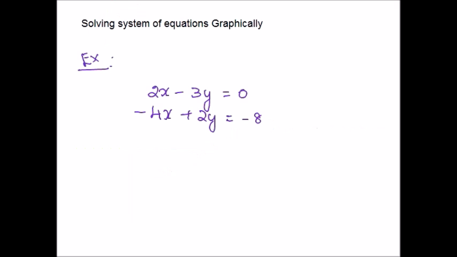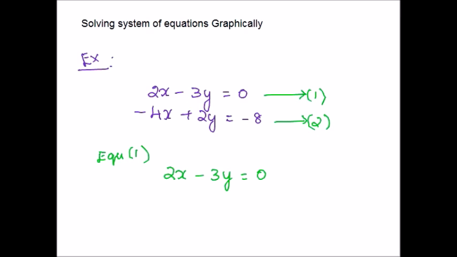The next example shows how to find the common point, the point where the two lines intersect, if you are given a linear system in the standard form. Okay, this is an example. Let us place these linear equations in slope-intercept form. That is, we are going to isolate y on one side of the equation and shift all the other terms to the other side of the equation.